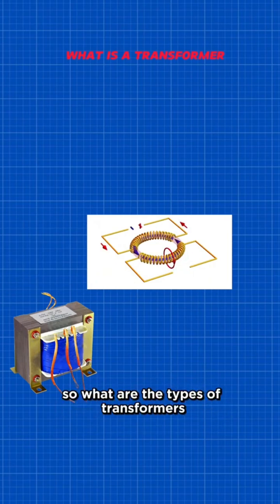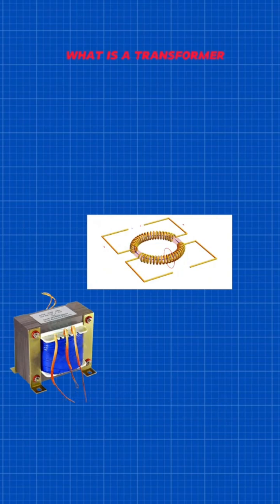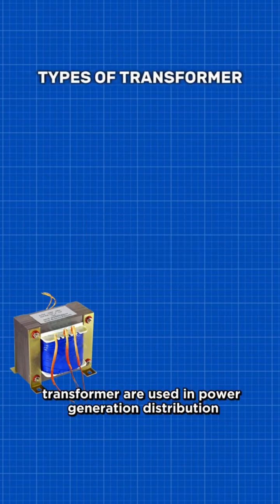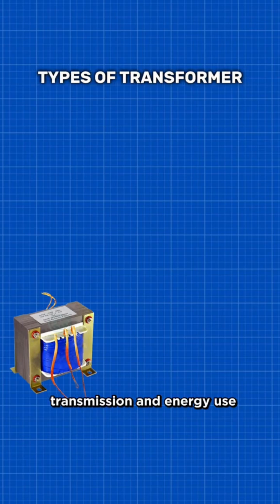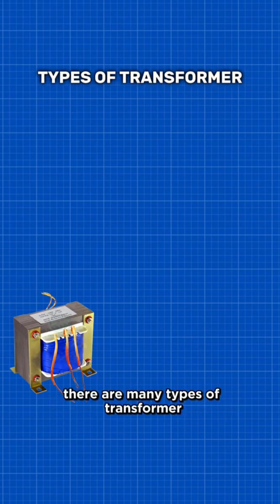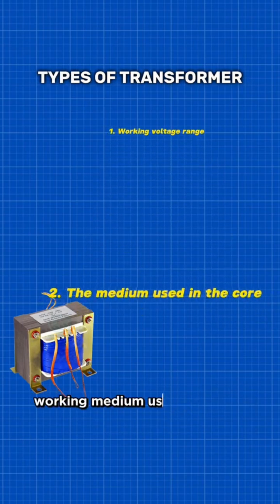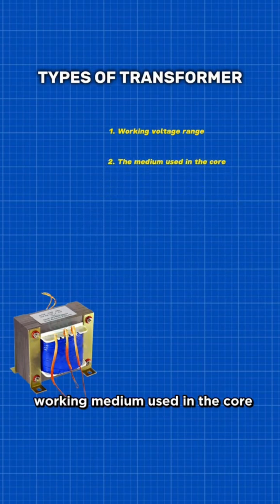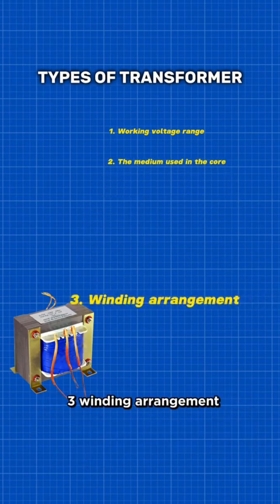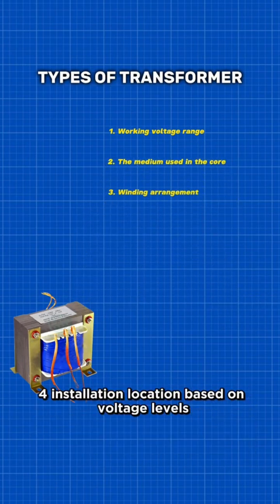So what are the types of transformers? Transformers are used in power generation, distribution, transmission, and energy use. There are many types of transformers. They are classified by: 1. Working voltage range. 2. Working medium used in the core. 3. Winding arrangement. 4. Installation location.